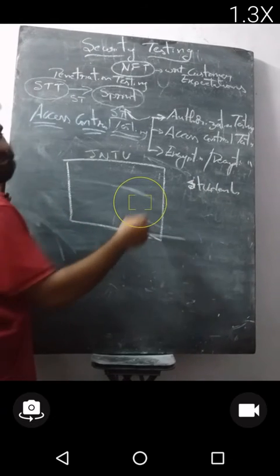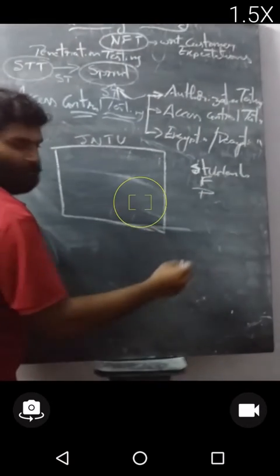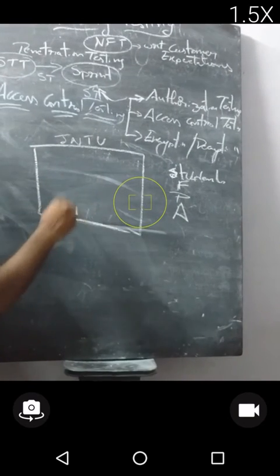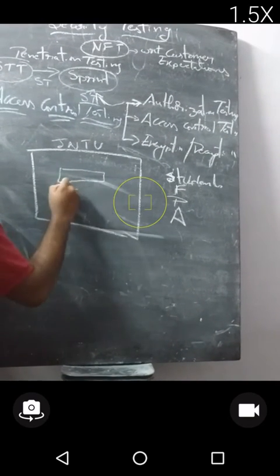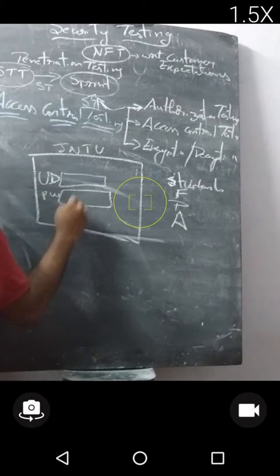Students can access the J2 website. Faculty, F means faculty, can access the J2 website. Principal can access the J2 website. And admin can access the J2 website. This is the login user ID, this is the UID. Password, login.